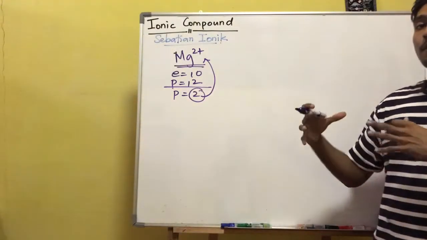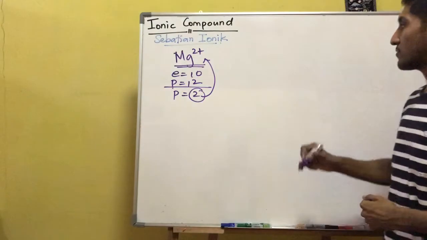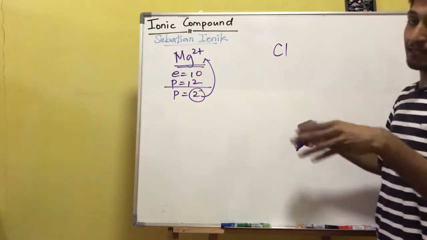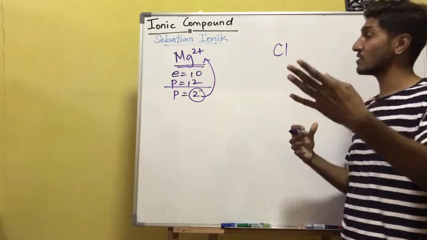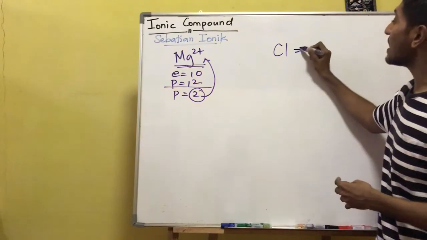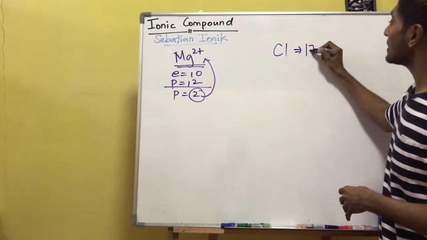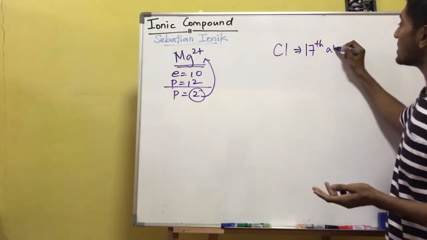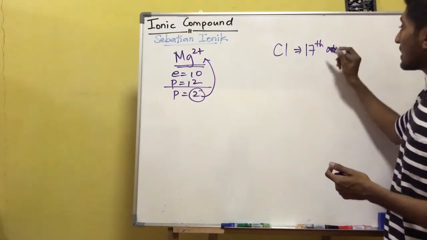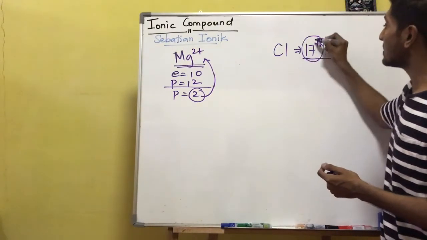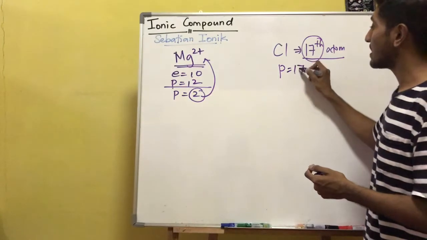Now, we are going to talk about another ion. So for example, if I want to choose Cl, because we are talking about MgCl2 just now, right? So Cl, chlorine. Chlorine ialah atom yang ke-17. So chlorine is the 17th atom. Like I said, since it is the 17th atom, the proton is 17.